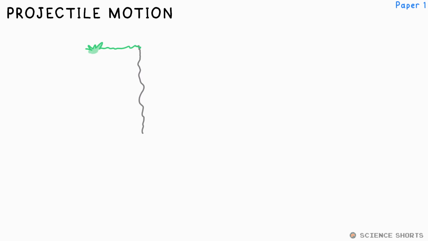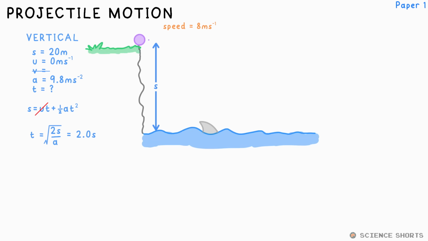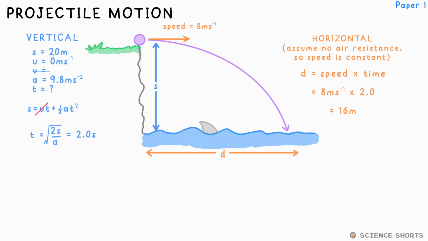For objects being fired horizontally off the edge of something, say a cliff, you split the problem into vertical and horizontal. Use suvat for vertical motion, where u is 0, as the initial speed it's traveling with is only horizontal. a is equal to g, that's 9.81, and s is the height it falls. Chances are you're going to use s equals ut plus half at squared. ut disappears because u is 0. Don't use suvat for the horizontal motion, as the horizontal velocity stays at that initial speed, so horizontally you just use speed equals distance over time.